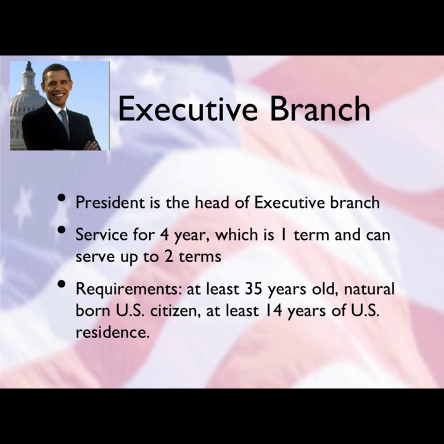Next, we're going to move to the executive branch. The president is known as the head of the executive branch. They serve for 4 years. A total of 4 years equals 1 term, and they can serve up to 2 terms if they get reelected. So they can serve in the White House for a total of 8 years and 2 terms. The requirements: they need to be at least 35 years or older. They need to be born in the United States. They also need to live at least 14 years as a U.S. resident. And right now in office, we have Barack Obama as our president.